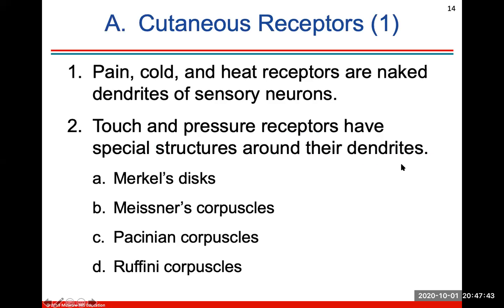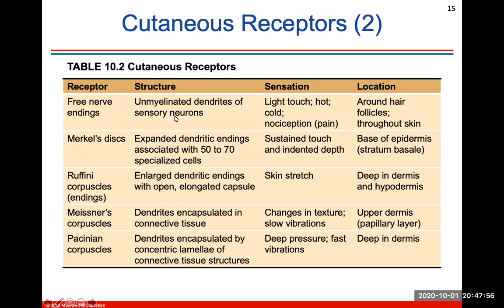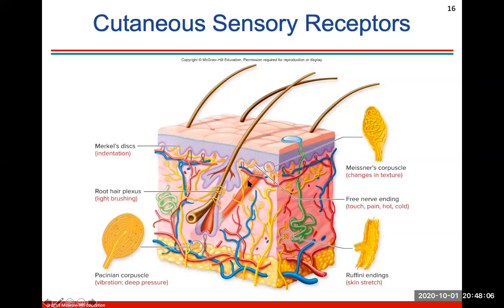Cutaneous sensations have to do with receptors in your skin, so pain, cold, and heat. These are specialized receptors. They have special structures around their dendrites. This is an example of the receptor, their structure, and the location, and these will all be located in the skin. So here's an example of the skin and where these receptors are located. You can see many of them here.